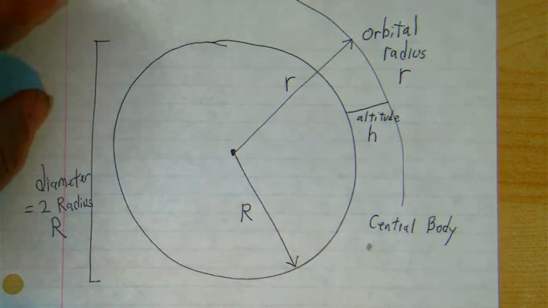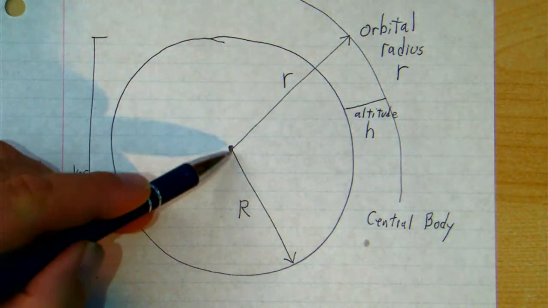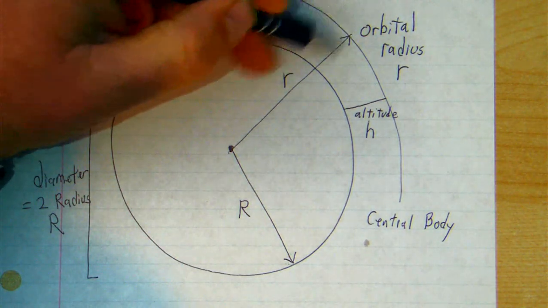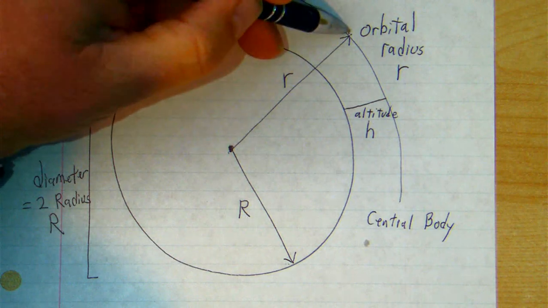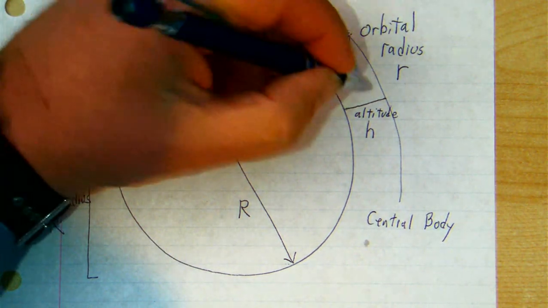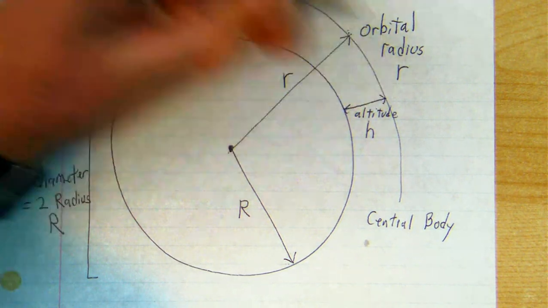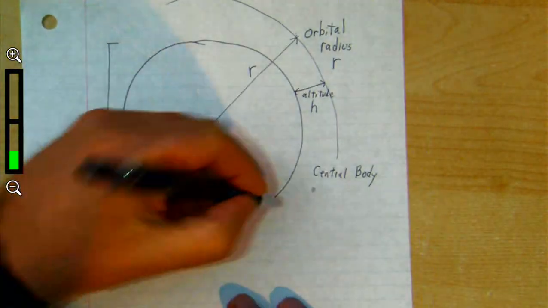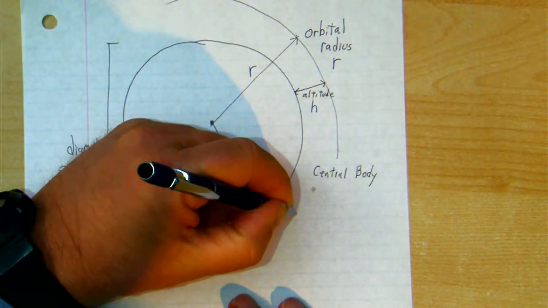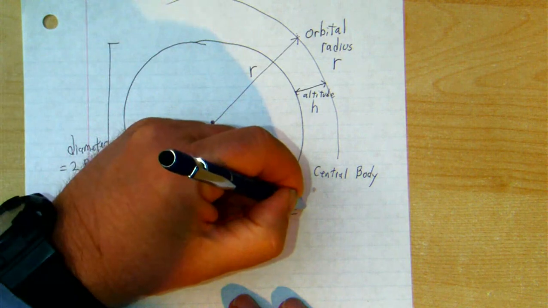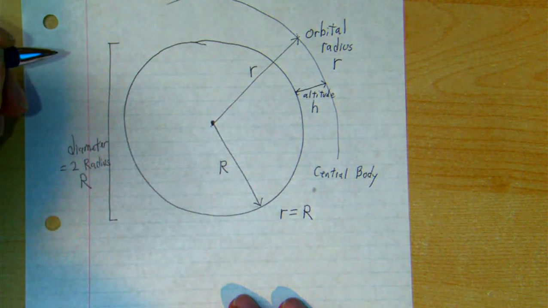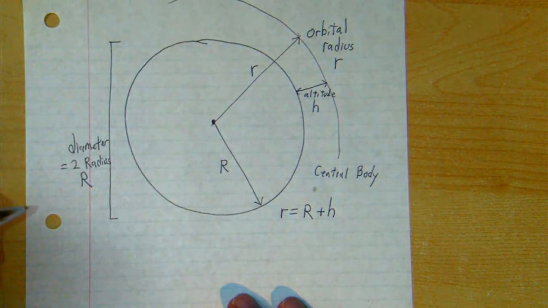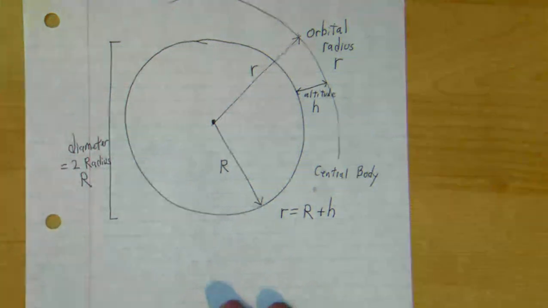Now, there's a simple geometric relationship between the radius of the Earth, the orbit radius of an object orbiting the Earth, and the altitude above the surface of the Earth. And that relationship mathematically is the orbit radius, lowercase r, is equal to the radius of the central body, capital R, plus the altitude h above the surface of that central body.